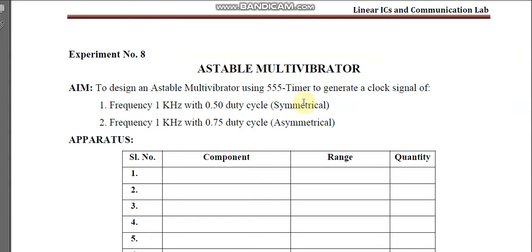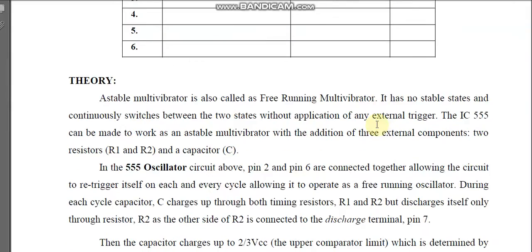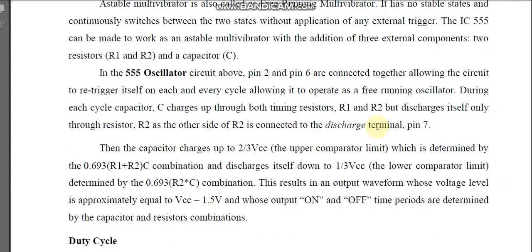We have two types here, symmetrical and asymmetrical. When we are using a 555 timer, it will generate a rectangular waveform. If the on period and off period are equal, we call it symmetrical. Otherwise, it becomes asymmetrical. I will show you the apparatus required along with the circuit diagram.